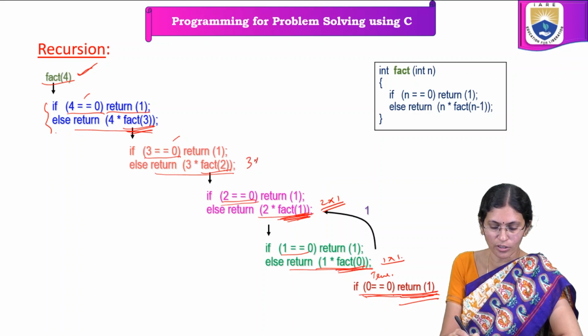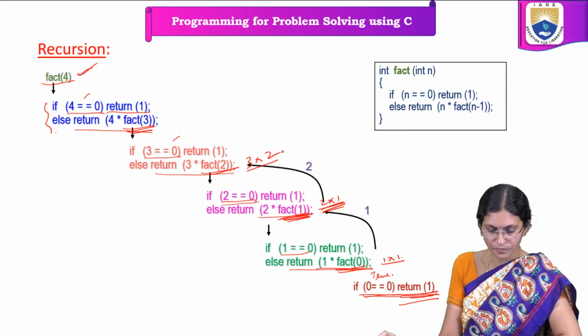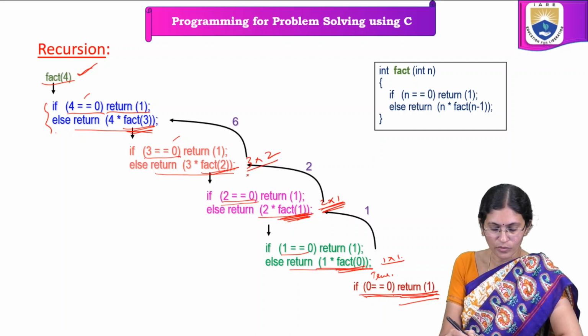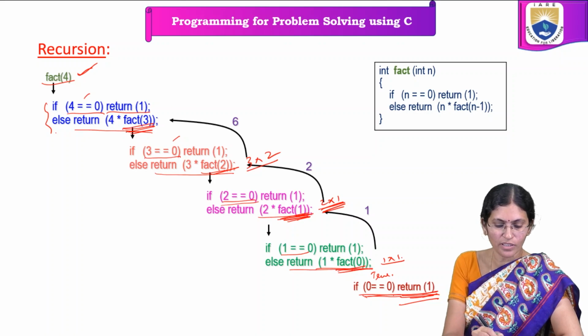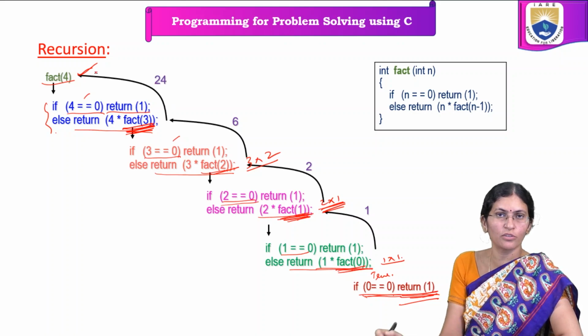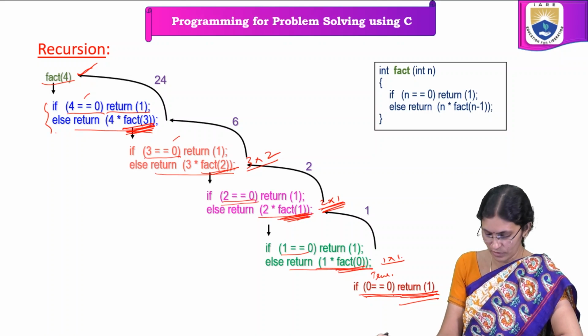Here we have 3 into factorial of 2. Factorial of 2, we got it as 2. So 3 into 2 is returned to this function, and 2 into 3 is 6. So factorial of 3 is 6. Next, 4 into 6 is evaluated to 24. In this way we get the output as 24.